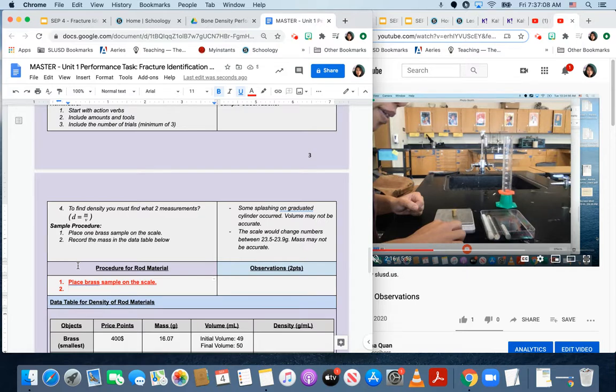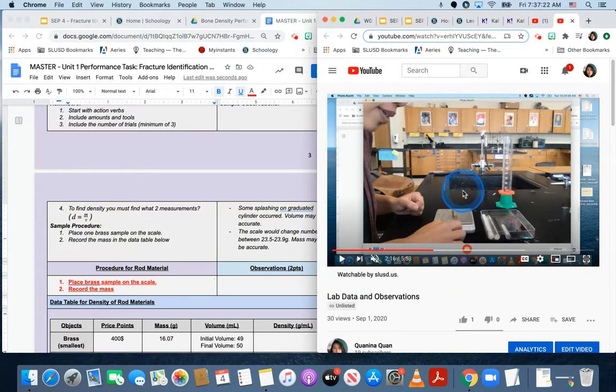And then after I do that, what do I need to do? Well, I need to record the mass. And the reason why I want to record the mass is so that later on I can plug it into my density equation and find the density, right? So that's my first step.